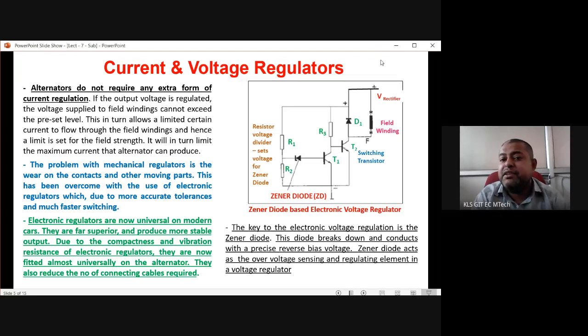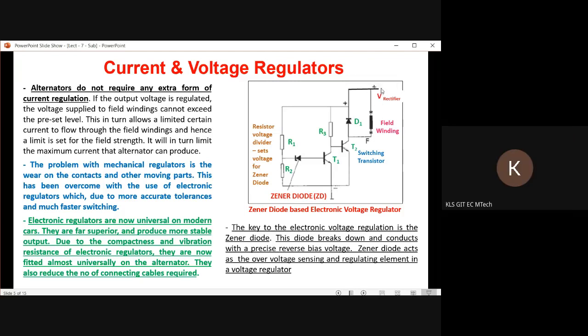So from the half wave rectifier, the V rectifier is coming towards the regulator. This is the field winding. We have to cut the supply through the field winding when this V rectifier is very high, because V rectifier is trying to go beyond 14.4. We have to cut the field winding supply. And when V rectifier is falling below 14 volt, we have to switch on the field supply so that the alternator is producing more voltage. So this is the agenda.